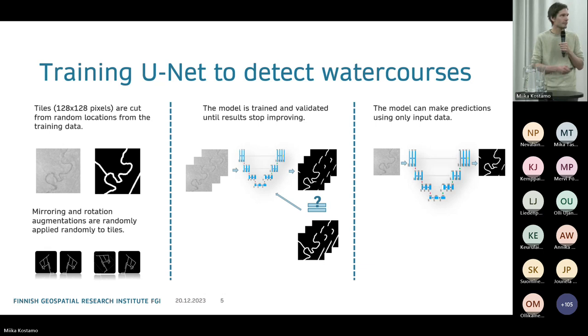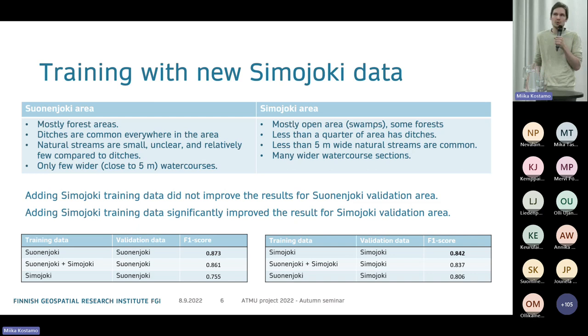So we started out with training with this new data from the Simojoki area, which is quite a different type of area from the Suonenjoki area that we used in ADMA. In the Suonenjoki area, we had mostly forested areas. In the Simojoki area, we have open areas, lots of swamps. There are some forests as well. In the Suonenjoki area, the whole area was basically covered in ditches pretty much everywhere, while in the Simojoki area, there are fewer ditches, but there are more natural streams, or at least longer natural streams. And those natural streams are quite different from the natural streams in the Suonenjoki area. Those are a lot wider as well as longer.